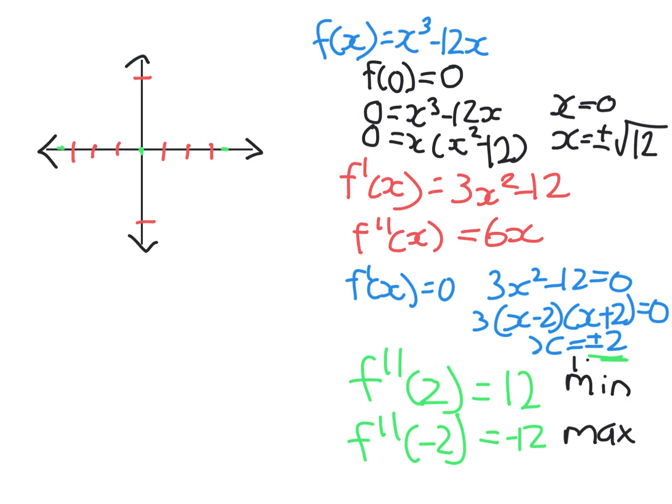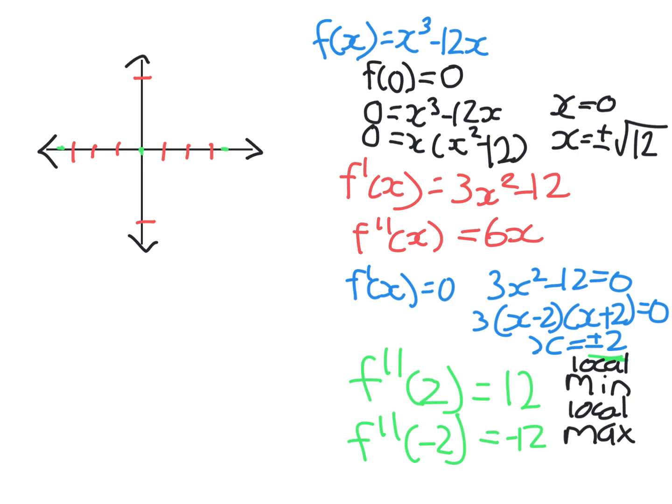Now just note again that these are local minima or local maxima. They may not necessarily be global minima or maxima. So make sure you're careful with this. It sort of goes the opposite way that you'd expect. Minimum occurs when second derivative is positive, maximum when second derivative is negative.